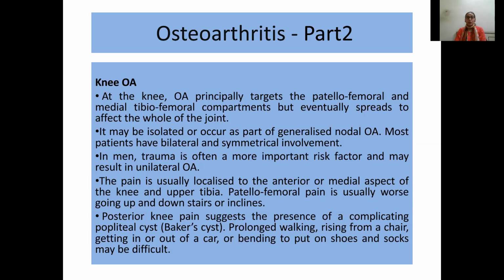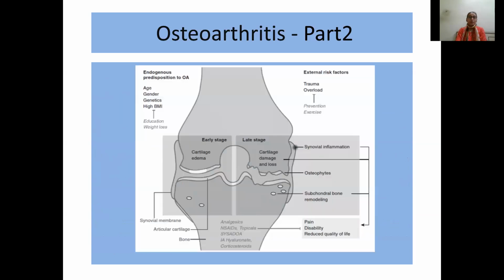Patellofemoral pain is usually worse going up and down stairs or inclines. Posterior knee pain suggests the presence of a complicating popliteal cyst, also called a Baker's cyst. Now the patient feels pain on prolonged walking, rising from a chair, getting in or out of a car, or bending to put on shoes and socks. So pain is felt and these activities become difficult for the patient.